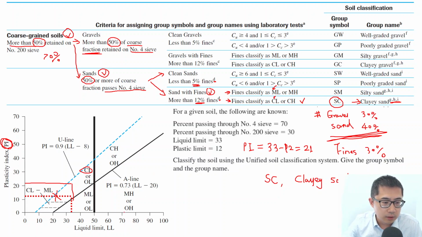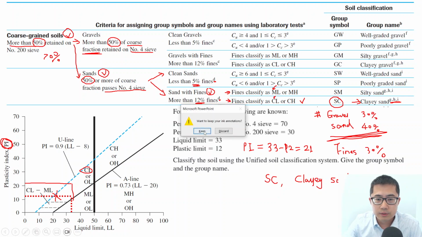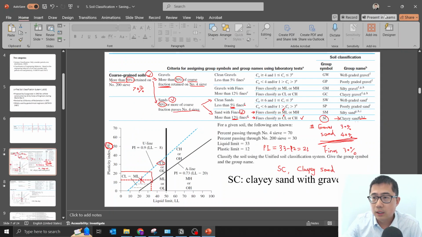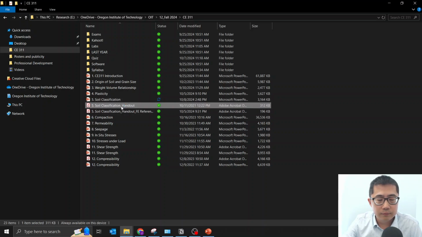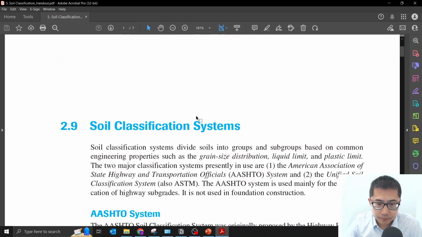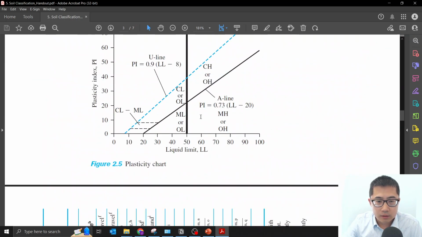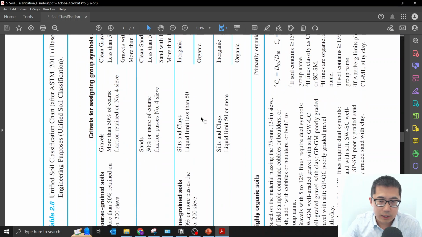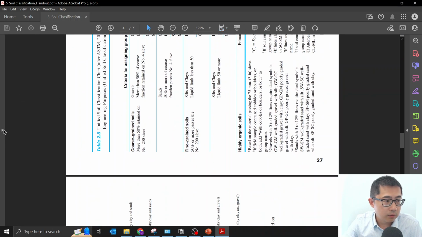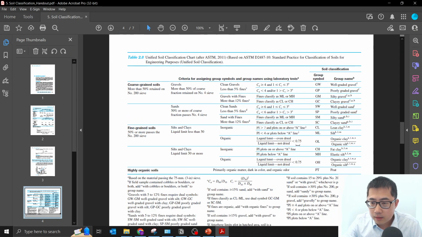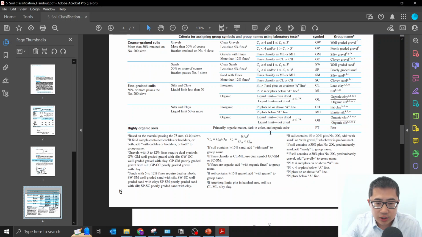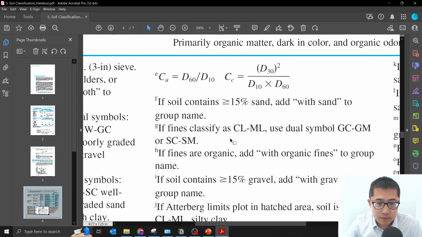So what you do is get out of this, and open up the handout from the textbook. And let's get to that page. This is the table we're talking about over here. And let's look at G, H, and I. So let's look at G.